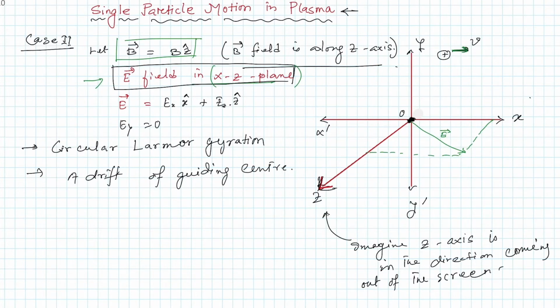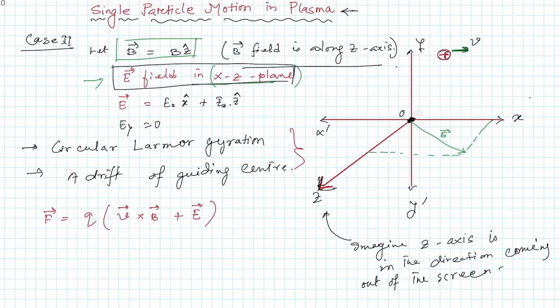Okay, so let us study this mathematically. Here you see the force acting on this positive particle due to these two fields is given by F = Q(V cross B + E). So this will be the force acting on the particle.